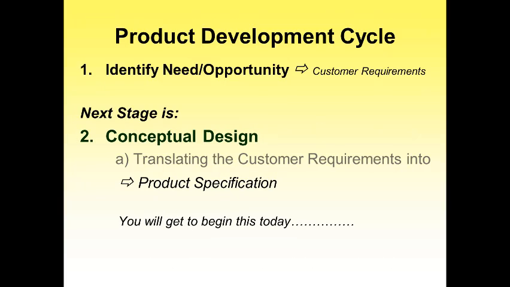Now, the basic equation in all this is that there has to be a difference between the price of a product and the cost of a product. And we need the price of the product to be higher than the cost of a product in order for us to make money. And that difference is what we call profit.